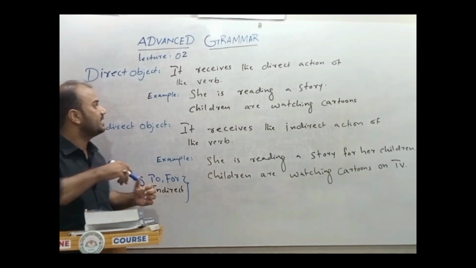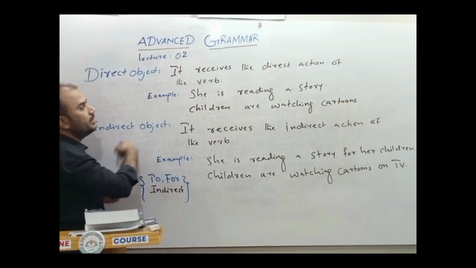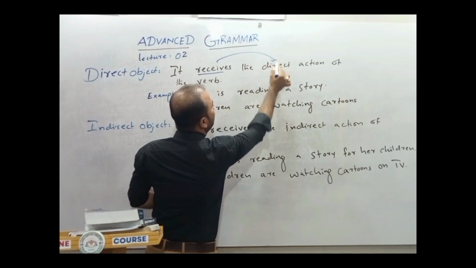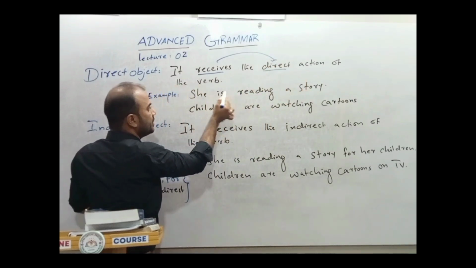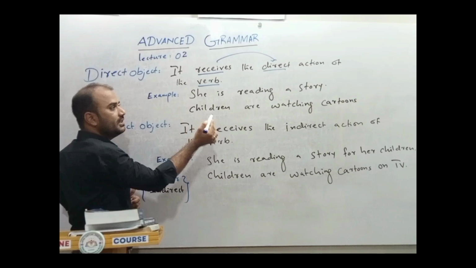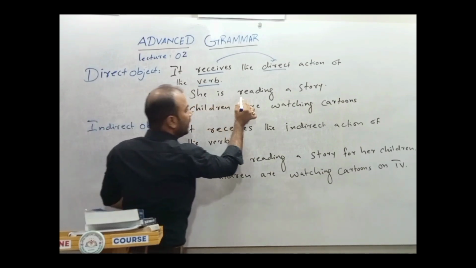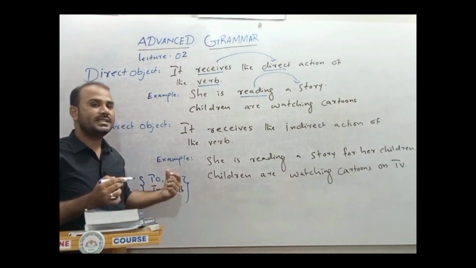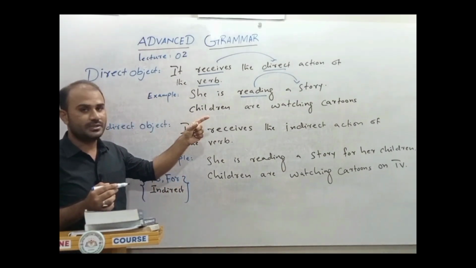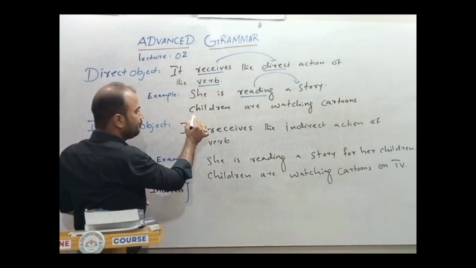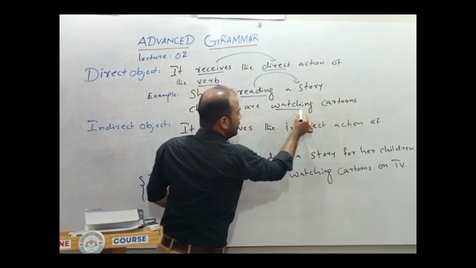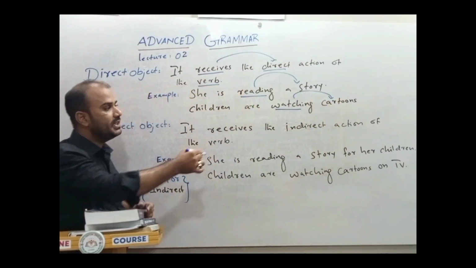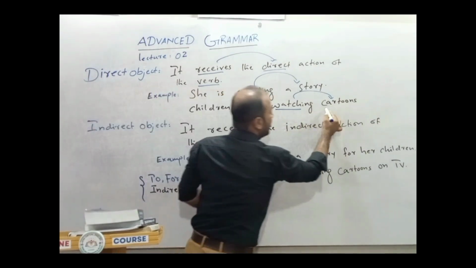So let's have a look at that. See, direct objects. First we should know how it actually works. It receives the direct action of the verb. So if we have a verb, the object will receive its direct action. Let's see, she is reading a story. The reading action is received by the story. So story is the object here because the work of reading is done upon the story. And another example, children are watching cartoons. The action of watching is done on cartoons. What are they watching? Cartoons. So it is our object, and it receives the direct action.